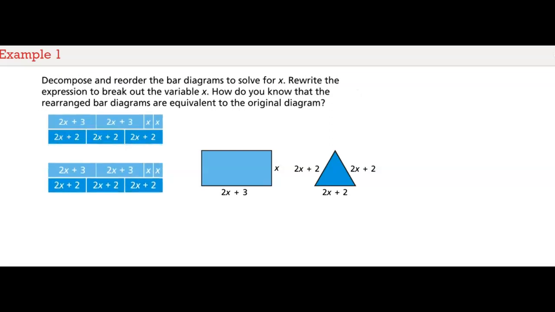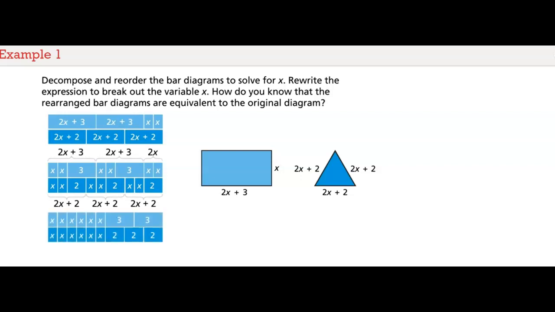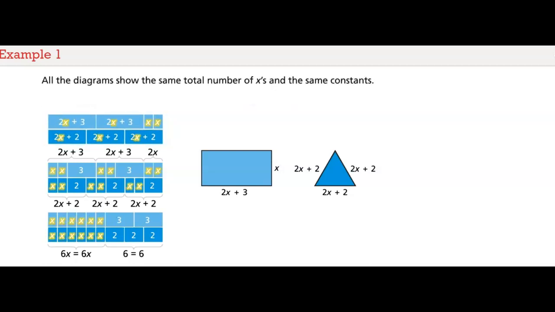Then, let's decompose and reorder the bar diagrams to figure out what the value of x is. First, separate each segment. Then group the variables and the constants. How do you know that the rearranged bar diagrams are equivalent to the original diagram? They show the same total number of x's and the same constants.